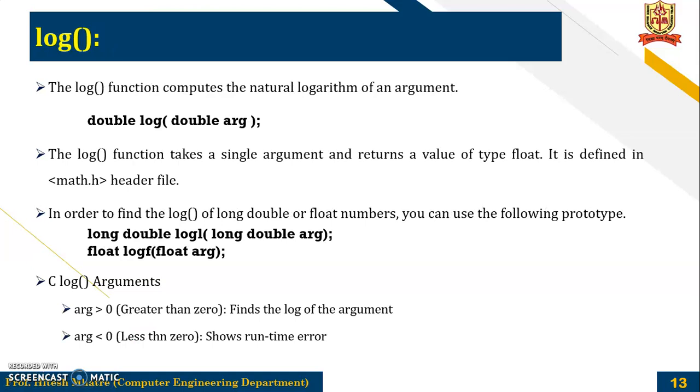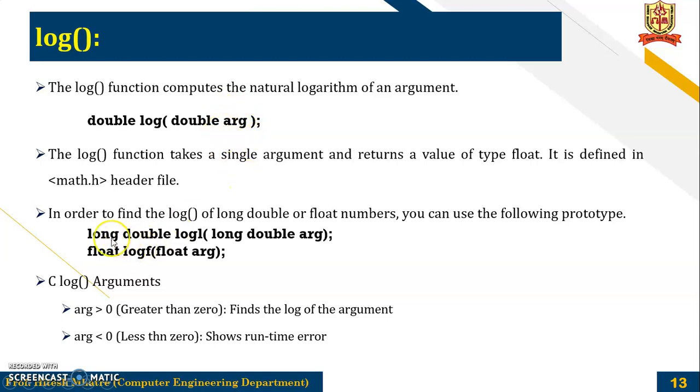Then is the log. This is used to compute the natural logarithm of the argument that you have specified. It is written directly as double log(argument). Whatever value you specify here, it will give you the natural log of that particular argument.